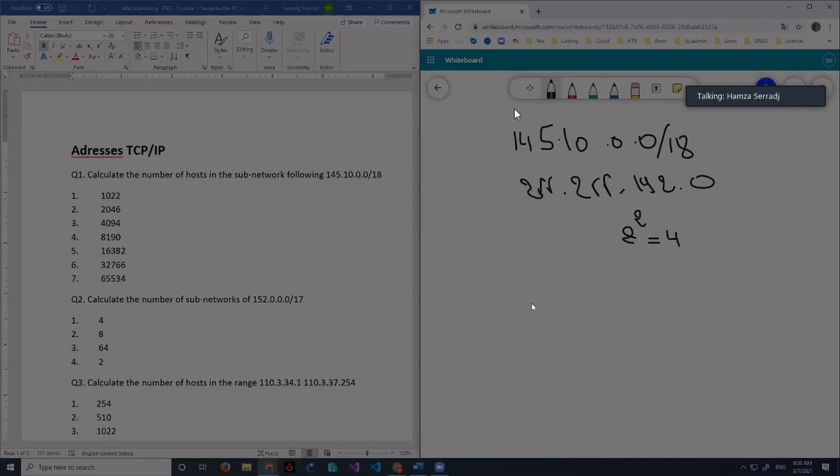Good. Right. So if I take 32 minus 18, I'm gonna find, of course, 14 here. So it's 2 power 14 minus 2. Be careful, Bharat. This n here is the number of bits of subnets, the extra ones. When they ask you for the hosts, how many hosts, you need to put n here, the number of host bits.